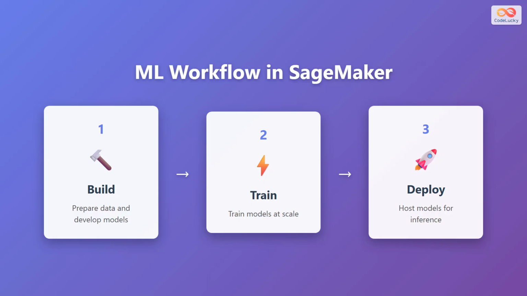Phase 2 is train, where you train your models at scale. This is where your model learns patterns from the data you've prepared. SageMaker provides powerful computing resources and optimization techniques to make training faster and more efficient. Phase 3 is deploy, where you host your trained models for inference. This means making your model available to generate predictions on new, unseen data in a production environment. These 3 phases work together in a continuous cycle, as you'll often iterate and improve your models based on real-world performance.